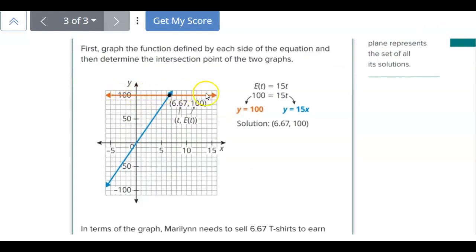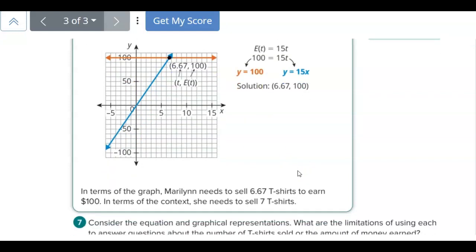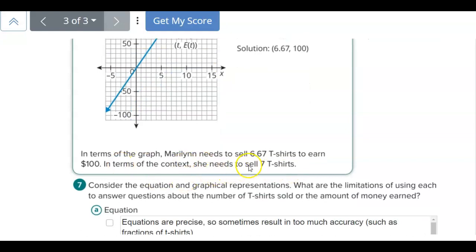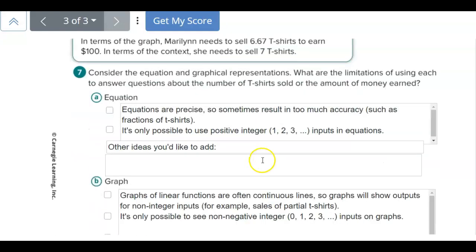So our goal line is this 100 orange line, and our function or our equation E of T is graphed right here. And the intersection is our solution. So in reality, like we were saying, Marilyn needs to sell 7 shirts. 6 isn't quite enough. So what you're doing now is you're considering different forms that you can use to solve equations and to answer questions and to analyze situations.